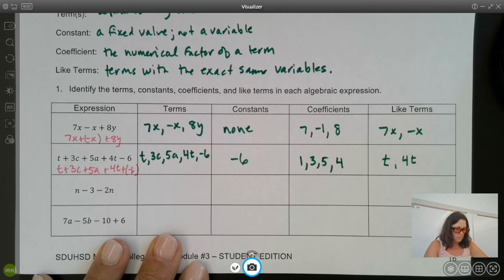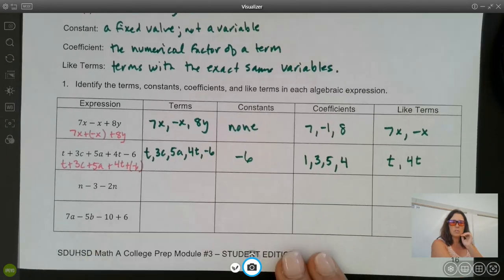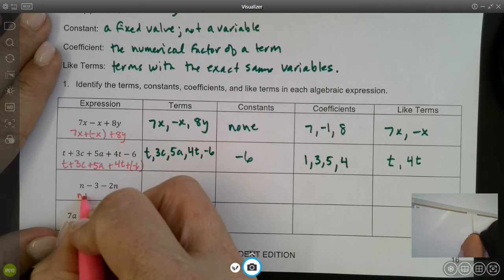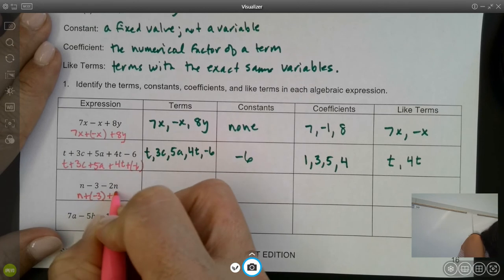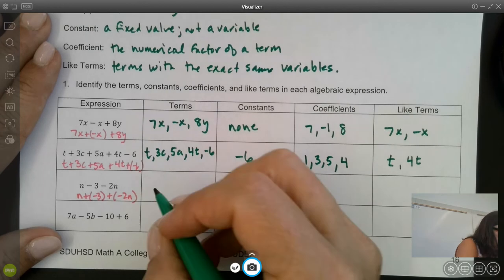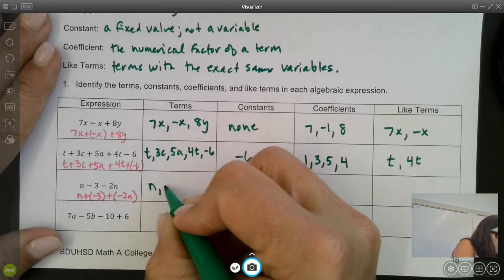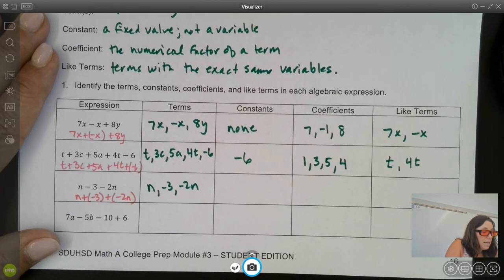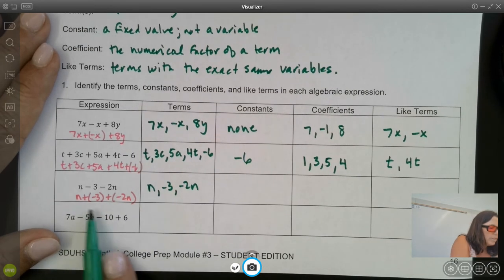Okay, any questions so far on that before we get going? All right, this guy, I'm going to take a moment and do n plus a -3 plus a -2n. Now I can clearly see my terms: n, comma, -3, comma, -2n. My constants: the only thing here without a letter is this -3.